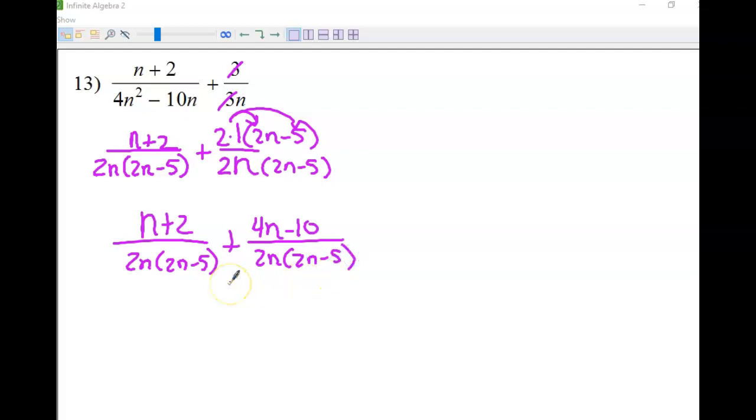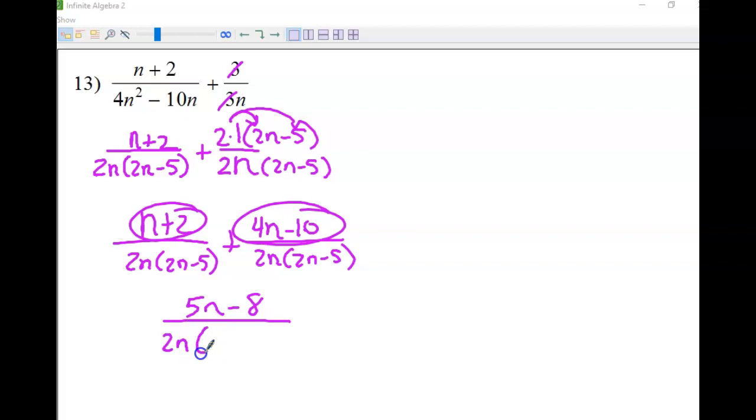Now that they have a common denominator, I can go ahead and do what I did on the last problem, basically just combine these two things together. N and 4n makes 5n, 2 and negative 10 makes negative 8, and the bottom is already factored, and the top can't be factored and nothing reduces, so that's the only possible answer we should see.